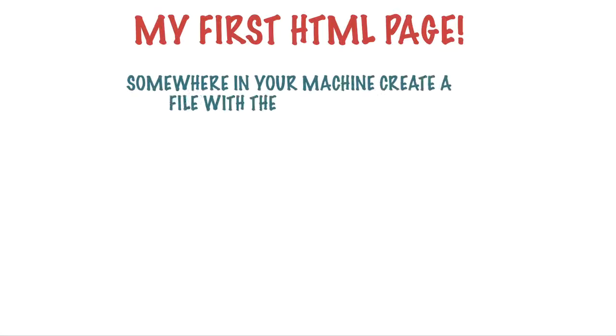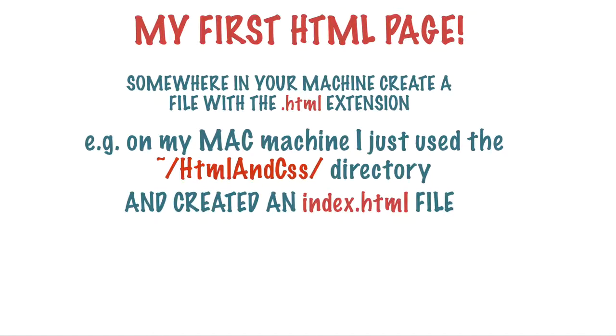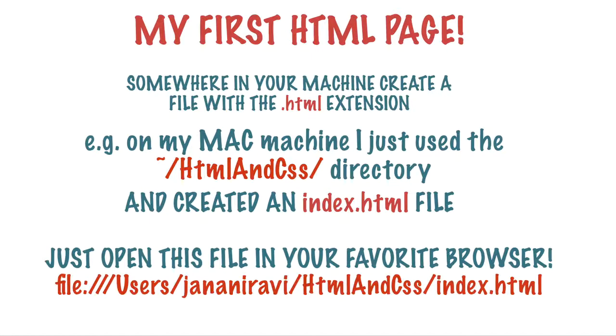Somewhere on your machine, simply create a file with the .html extension. For instance, I have an Apple Macintosh machine and I just created a directory inside my home directory, and I created a file there called index.html. I then went ahead and opened this file in my browser. And how did I do that? Well, I just typed in the URL corresponding to my file in the address bar of the browser.